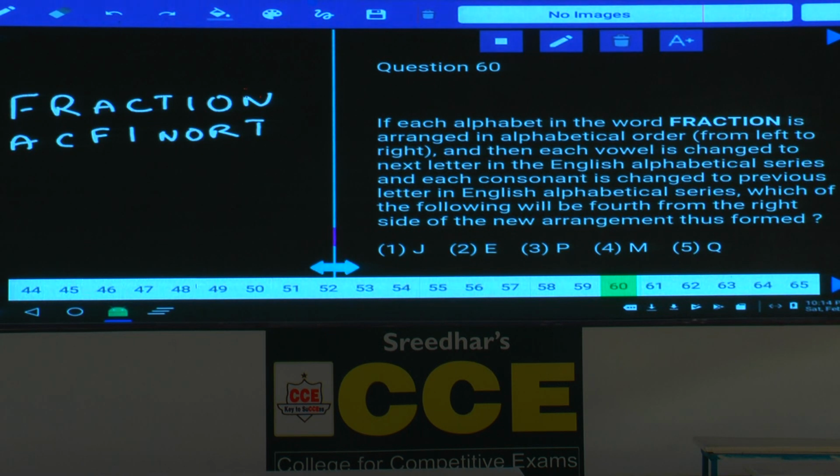Now tell me which is fourth from the right end here. N is the fourth from the right end. N is vowel or consonant? Consonant. As it is a consonant, for consonant it is changed to previous letter. N -1. What is your answer here? M is the answer choice.